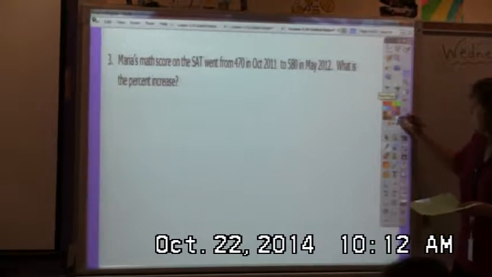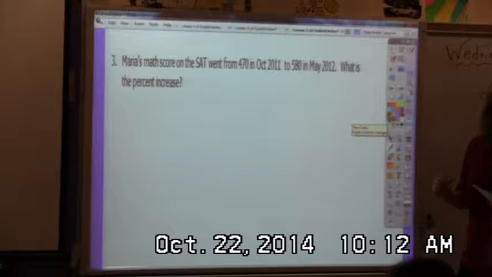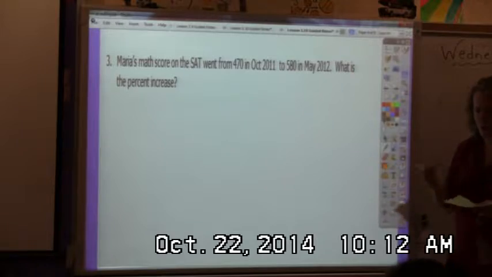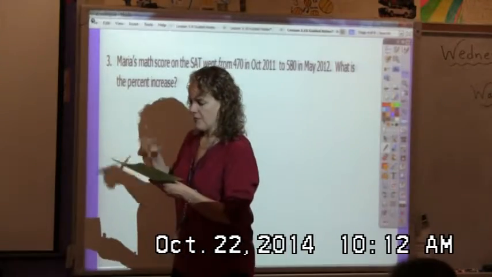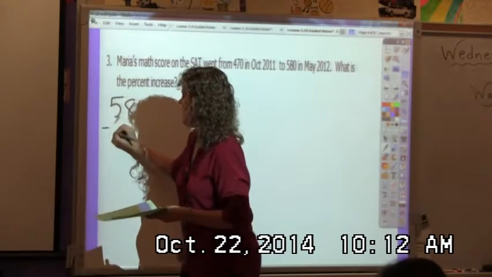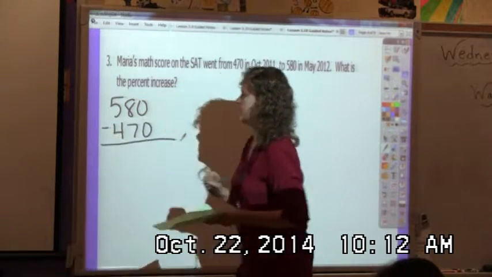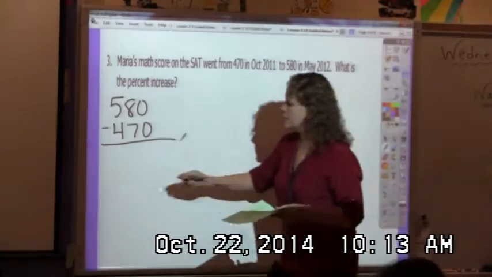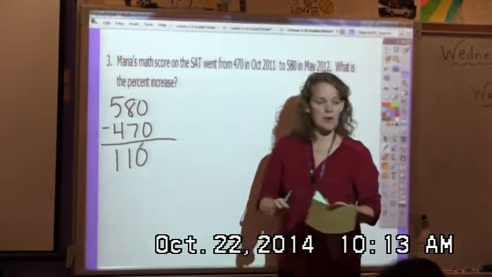For number 3, Maria's math score on the SAT went from 470 in October of 2011 to 580 in May of 2012. What was the percent increase? Her scores went up. Went from 470 to 580. So the first thing we're going to do is figure out how much those scores changed. What kind of increase are we talking? 110. Her scores went up by 110 points.